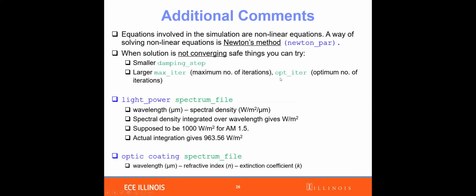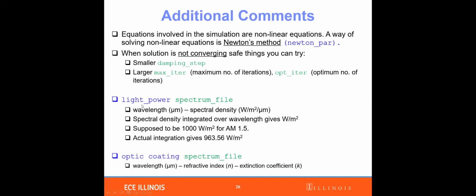There are other things you can try. You can increase the optimal iteration number, but those are just based on what kind of device structure you are simulating. Sometimes your structure is just too complicated to reach a good convergence.